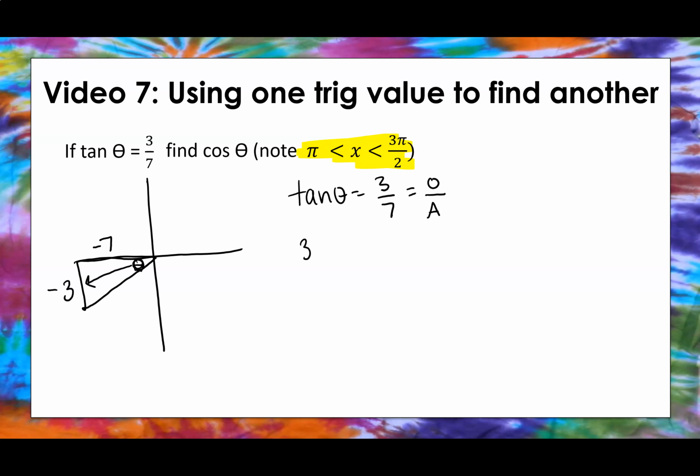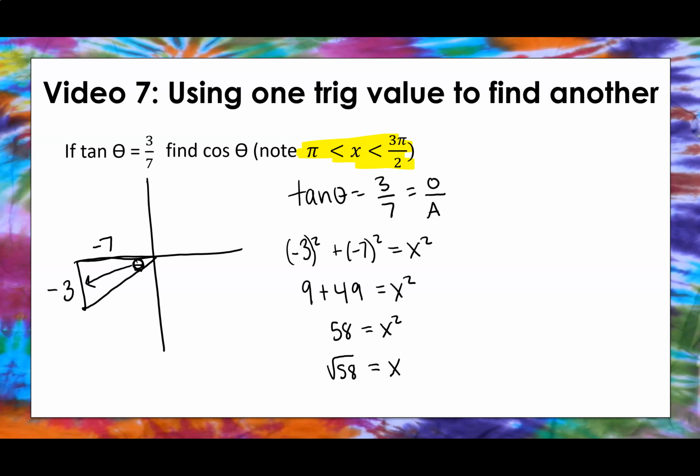So we've got 3 squared, actually technically a negative 3 squared, plus a negative 7 squared equals my hypotenuse squared. That's a 9 plus a 49 equals x squared. That's going to give me 58 equals x squared. And I'm going to square root both sides to give me square root of 58 equals x. And I did check that's not reducible, so I'm just going to write square root of 58 here.